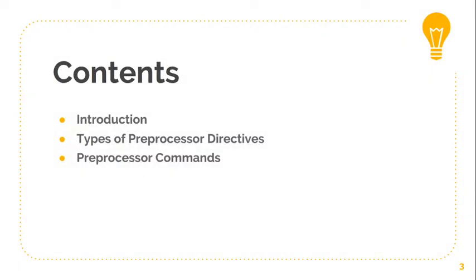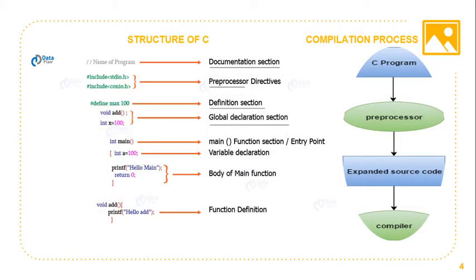Today we are going to see the contents such as the introduction part, types of preprocessor directives and preprocessor commands. Before understanding the concept of preprocessor directives, let's see the basic concepts of the C program. Here you are going to see the structure of the C program. The structure of the C program consists of documentation section, preprocessor directives, then definition, global declaration, main function, then the body of the main function, then the function definition.